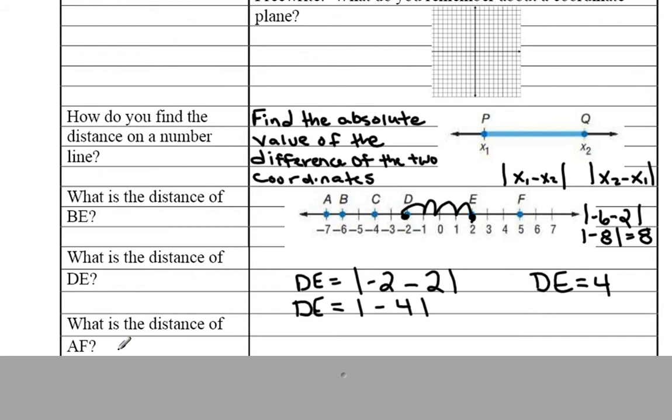Okay, so now I'd like for you to pause the video and tell me what is the distance of AF, and then see if you get the same answer that I do. So you should get AF is 12. If you did not get that, please raise your hand or ask a neighbor.